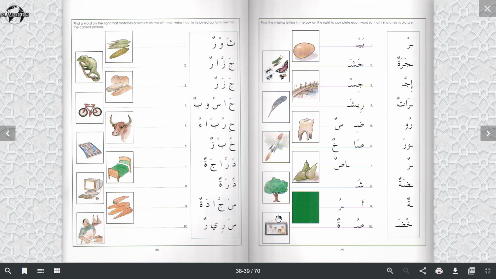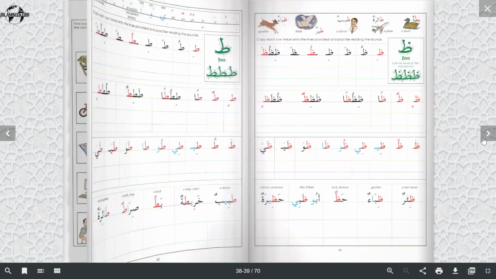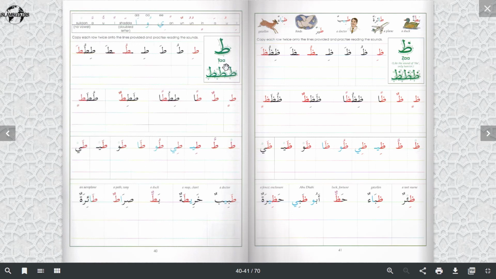Page 40. The letter Ta. Line 1. Ti. Tu. Ta. Ti. Tu. Ta. Ti. Tu. Ta.